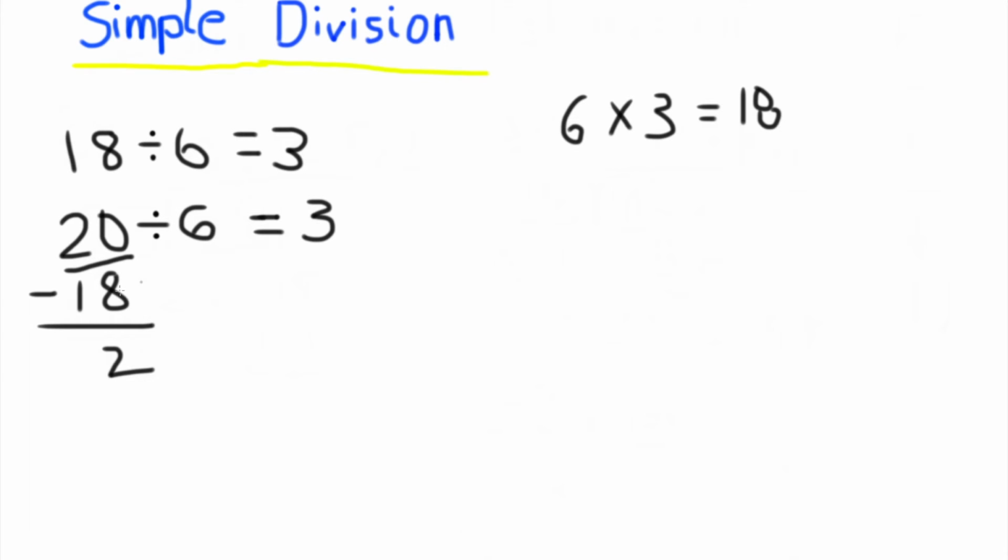But the idea is that we won't always get exactly this number, we've got to get as close to it without going over, and then we're going to subtract to see what's left over.